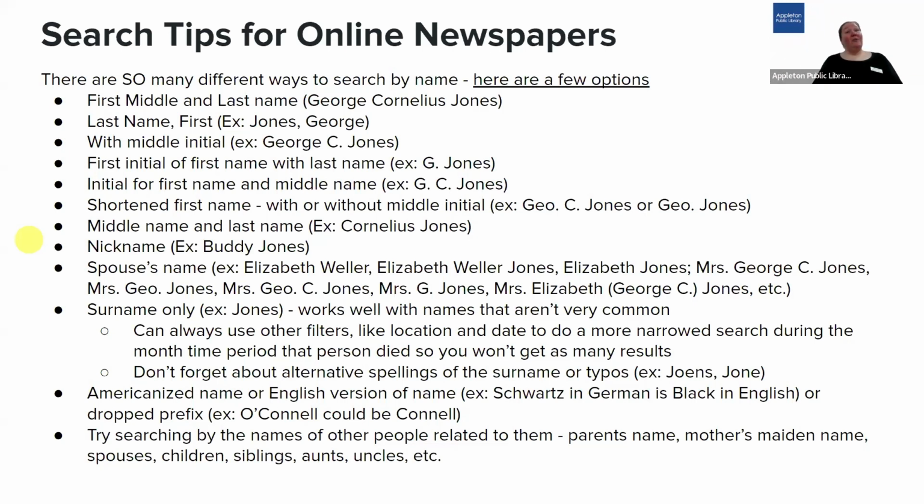Try searching by the names of other people that are related to them, like their parents, their mother's maiden name, their spouses, their children, their siblings, their aunts, their uncles. That 5-generation photo I mentioned earlier, I found that by searching the name of the sister of my ancestor, not by the name of my 3rd great grandmother who was in there, because her name was under her husband's name and it was misspelled very badly. So you've got to get creative with your searches and it'll pay off, I can guarantee. Again, these are just some of the options. I would try all of them.